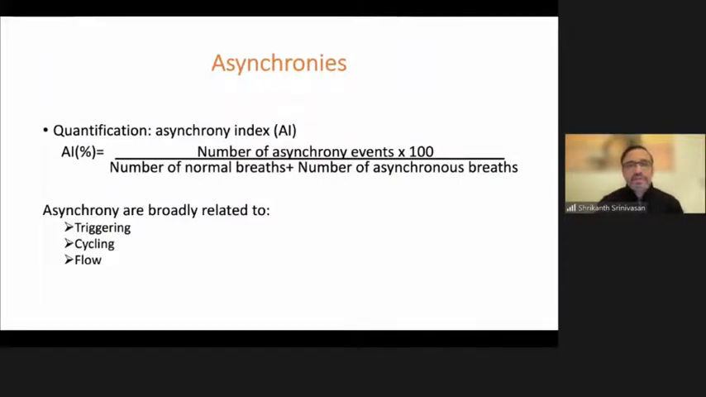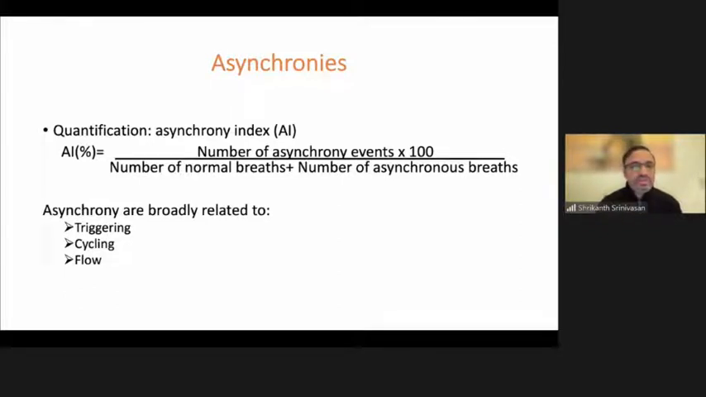How do we quantify these asynchronies? The quantification is based on a score called the asynchrony index. It's a ratio expressed in percentage. It's the number of asynchrony events divided by the number of normal breaths plus the number of asynchronous breaths as the denominator, and this is multiplied by 100. Is there a specific cutoff for asynchrony index? We say more than 10%, less than 10%, yes. But as the asynchrony index increases, if the percentage increases, obviously the sensitivity and specificity with regards to prolonged mechanical ventilation or poor outcomes in the long run increases.